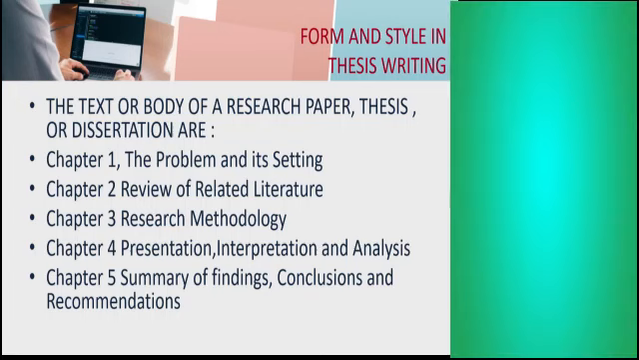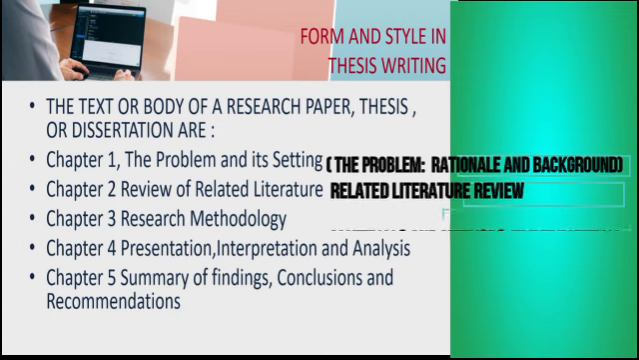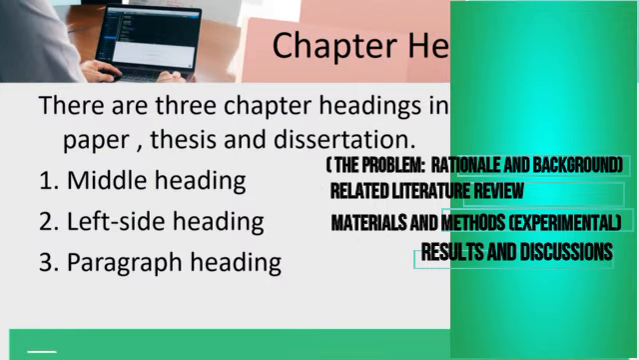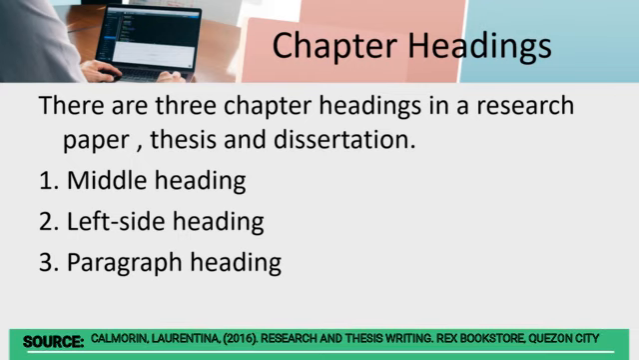The text or body of a research paper, thesis, or dissertation consists of 5 chapters. These are Chapter 1, the problem, rationale, and background; Chapter 2, related literature review; Chapter 3, methodology for the descriptive research, and materials and methods for the experimental research; Chapter 4, results and discussion; and Chapter 5, summary of findings, conclusions, and recommendations. There are 3 chapter headings in the research paper, thesis, and dissertation. These are number 1, middle heading; 2, left side heading; and number 3, paragraph heading.